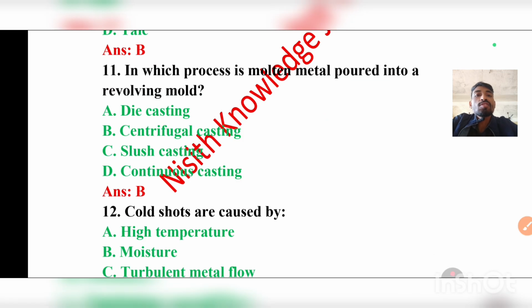Number 11 is, in which process is molten metal poured into a revolving mold? The options are die casting, centrifugal casting, slush casting or continuous casting. The correct answer is B, that is centrifugal casting.